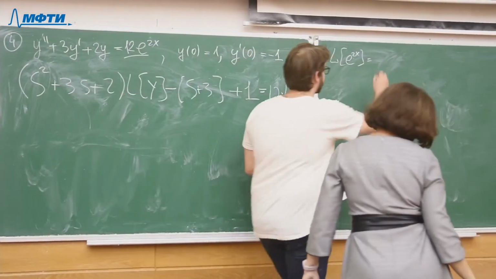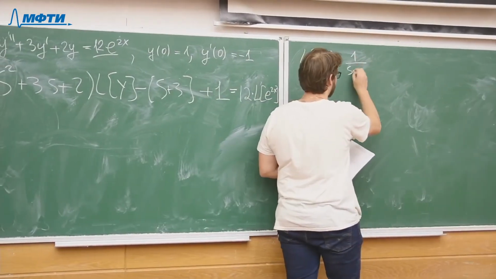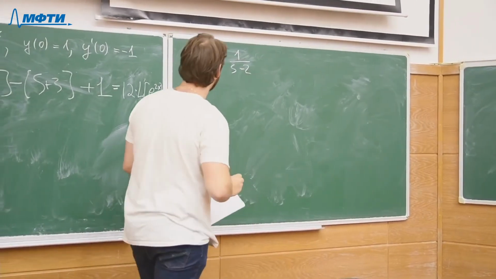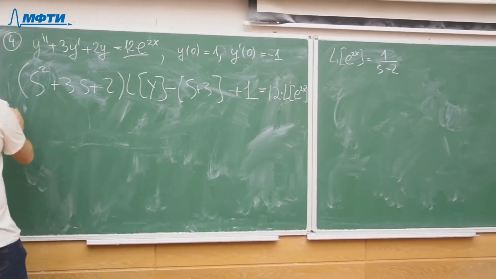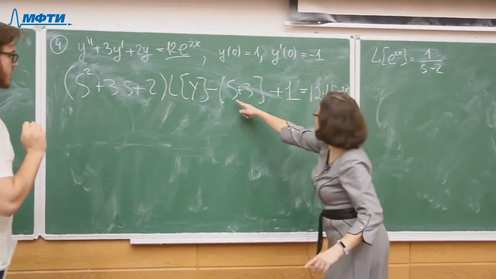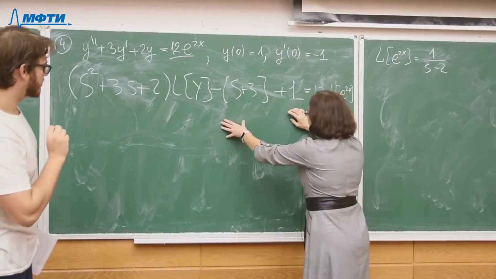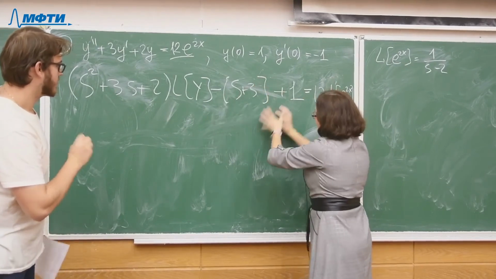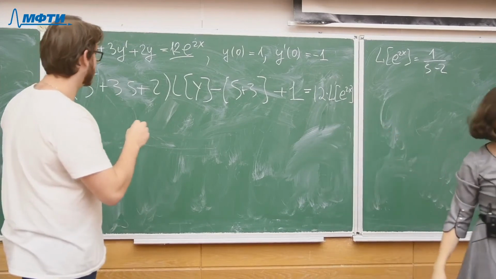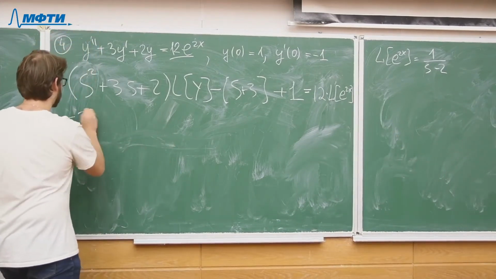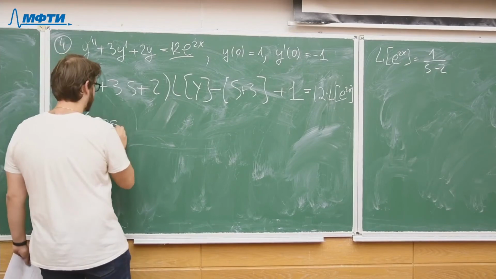I want Daniel to do this. Correct. So then it's going to follow. Next you must simplify this part. Open the brackets, collect similar terms, then substitute this function here, and arrange all the equation.